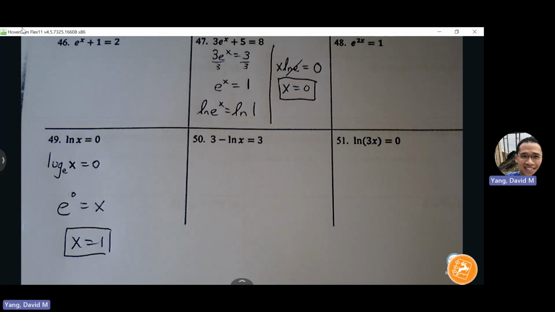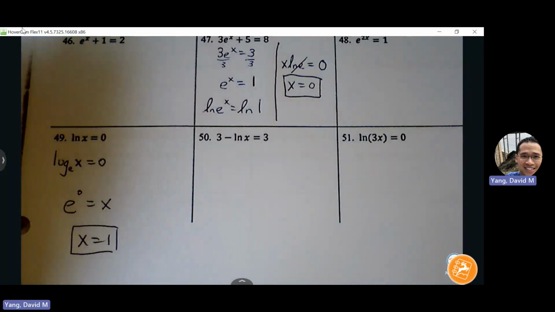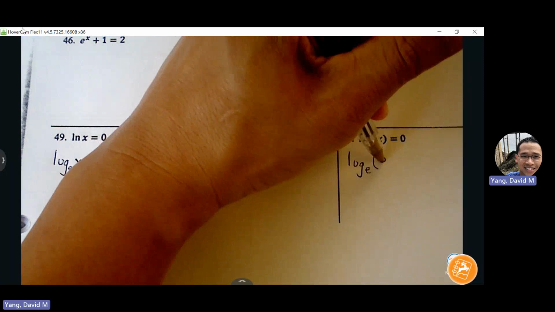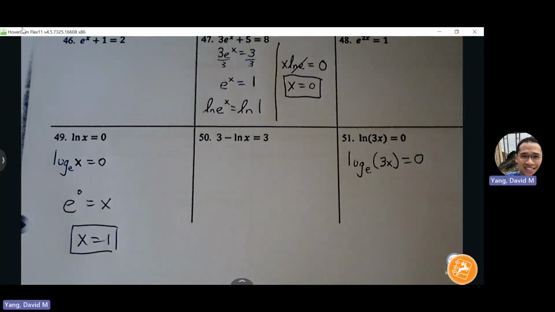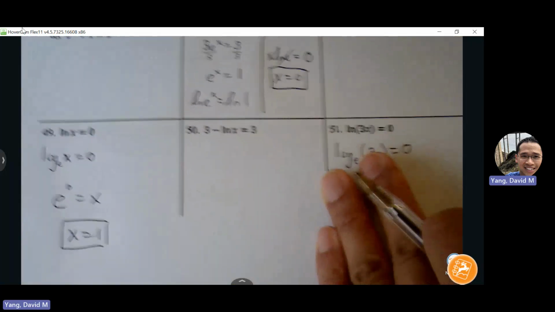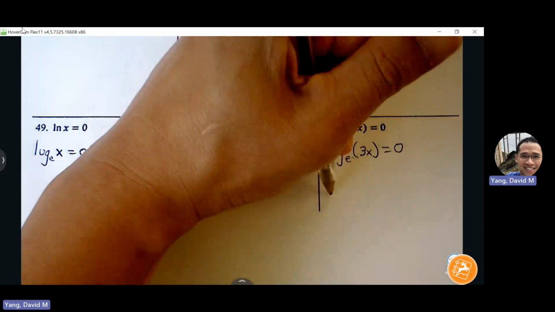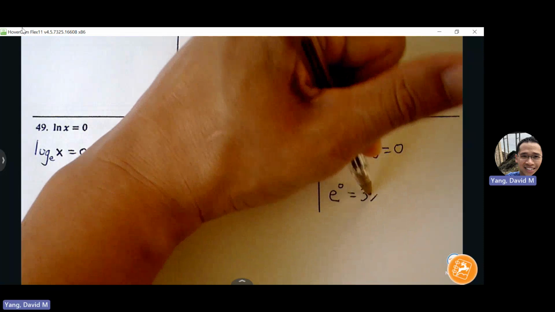Okay, 51. Natural log of 3x equals 0. Again, if I'm having a hard time interpreting natural log, I can always rewrite it as log base e, so I can see what that base is coming from. And now, if I rewrite this in exponential form, it's easier for us to interpret. So start with base e. e raised to the 0 is equal to 3x.